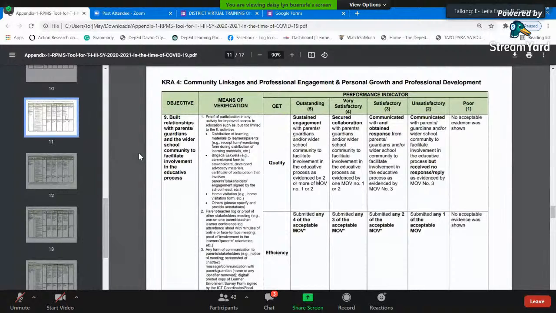Walay problema ni kay dali raman ni, pero daghang kaayo og means of verification, no? Tanawan ninyo niyang means of verification. Number 1, proof of participation in any activity for improved access to education, such as but not limited to the following activities. So, pwede ka mo-adto diha. Under means of verification, number 1, distribution of learning materials to learners' parents.